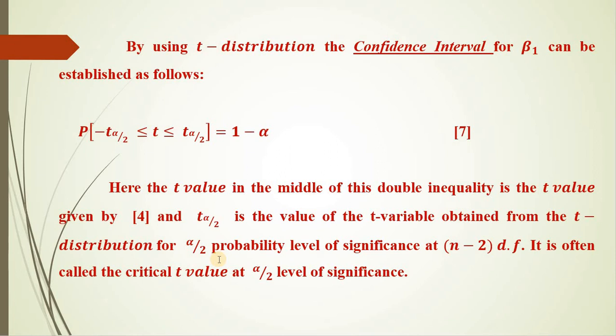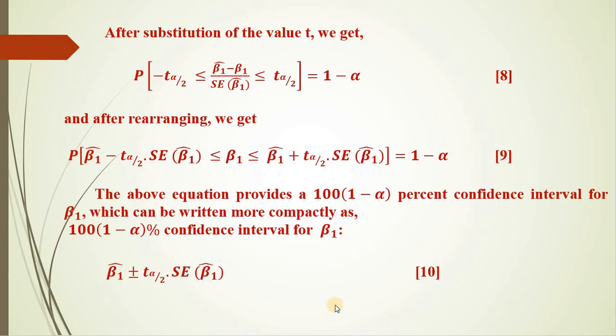So this critical value can be taken from the t table at alpha by 2 level of significance and at n minus 2 degrees of freedom. So it is called the critical t value at alpha by 2 level of significance. After substituting the value of t in the probability term, we get this one. So t equal to beta 1 cap minus beta 1 divided by standard error of beta 1 cap. So this will be like this.